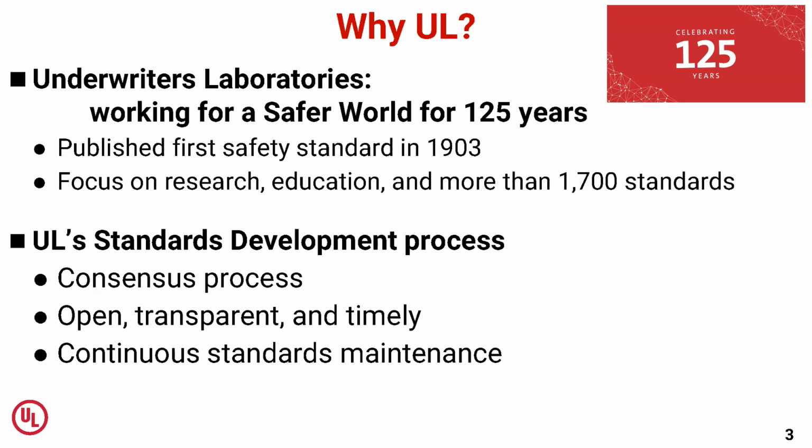So why UL? Underwriters Laboratories has been developing safety standards since 1903 and has published more than 1,700 standards extending its global public safety mission. UL develops safety standards using an accredited standards development process, which is based on pillars of consensus, openness, due process, transparency, timeliness, and continuous maintenance. With continuous maintenance, UL 4600 can be updated as technology advances or learnings from the use of the standard dictate, without waiting on a revision cycle. And some revision cycles, as we know, can be as much as 3 to 5 years.